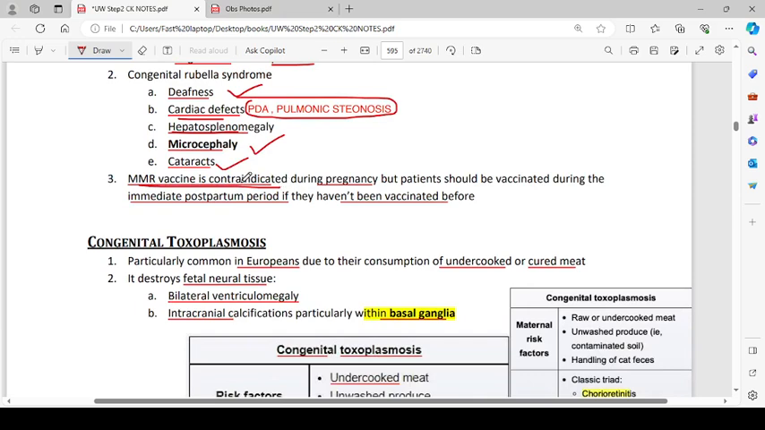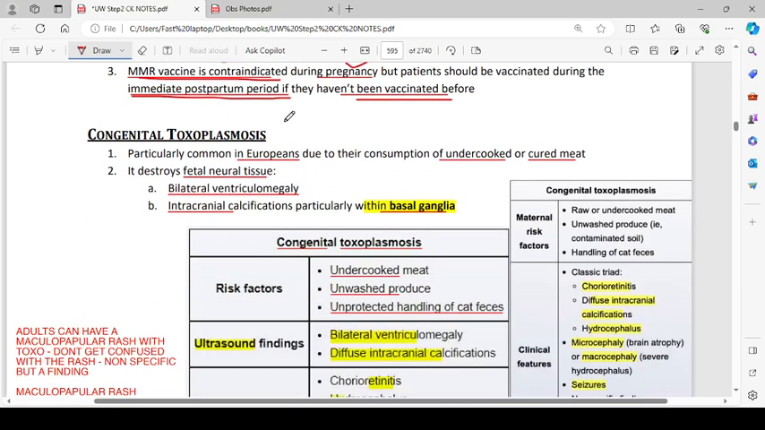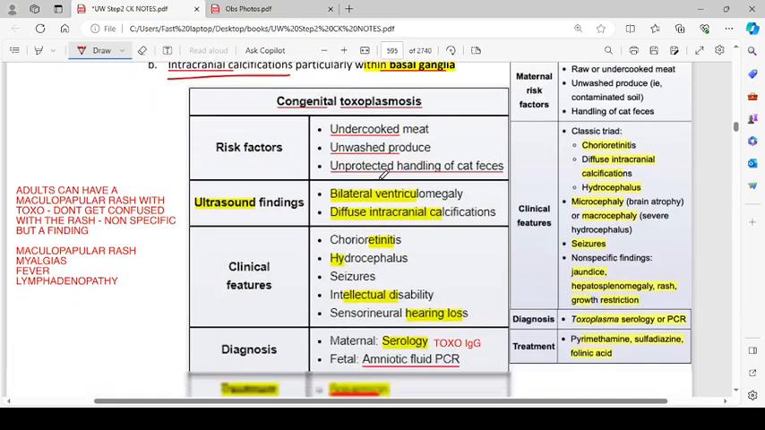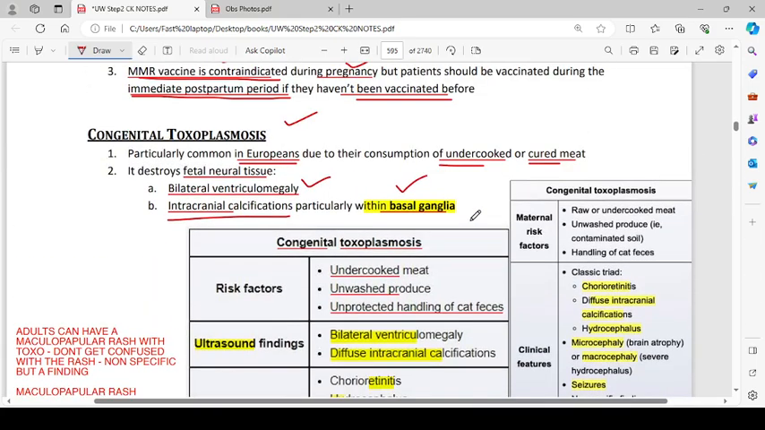MMR vaccine is contraindicated during pregnancy, but the patients should be vaccinated during the immediate postpartum period if they haven't been vaccinated before. Congenital toxoplasmosis, particularly common in Europeans due to their consumption of undercooked or cured meat, destroys fetal neural tissue and causes bilateral ventriculomegaly, intracranial calcification, particularly within the basal ganglia. So congenital toxoplasmosis, both of them are in the table.